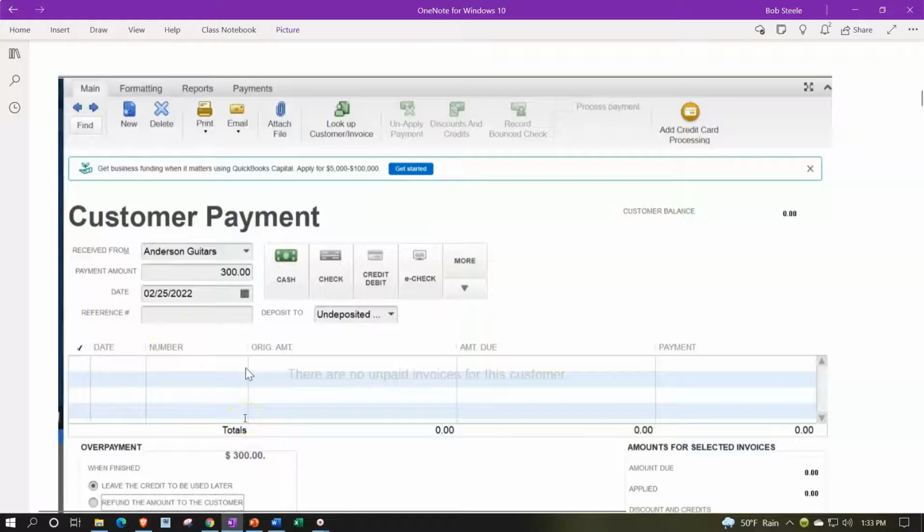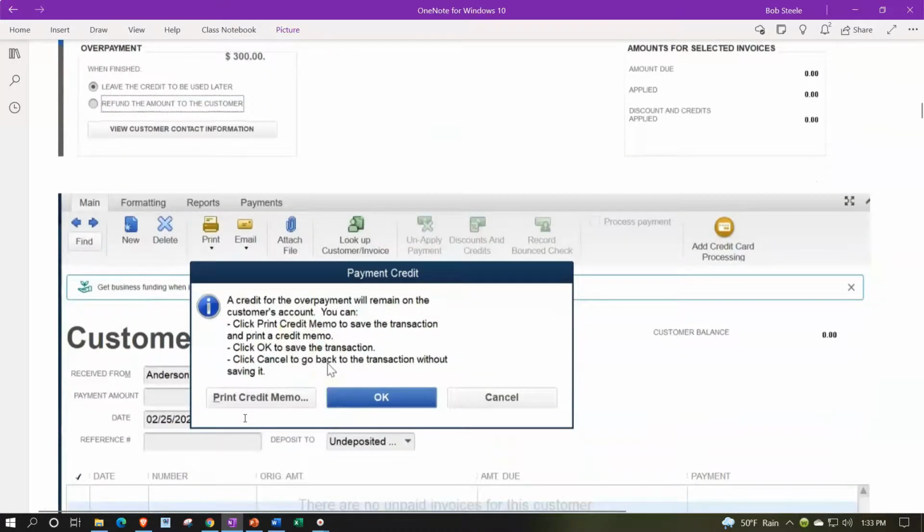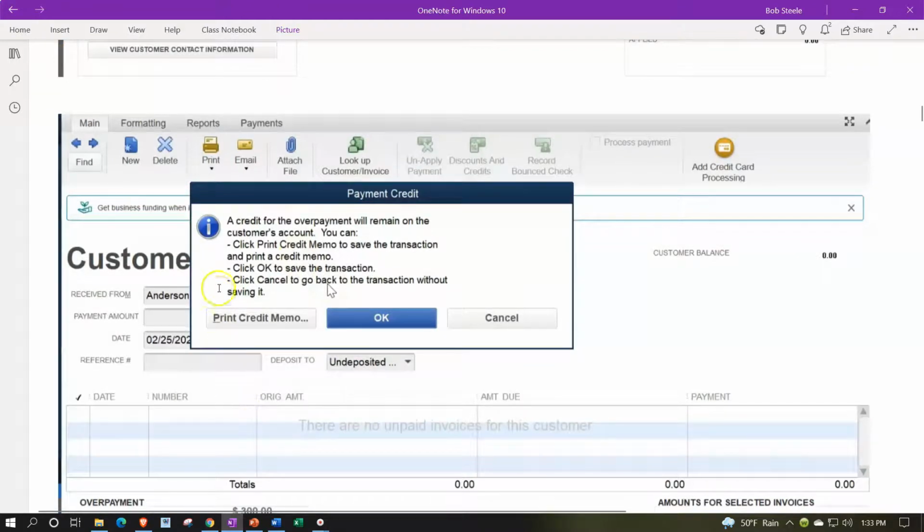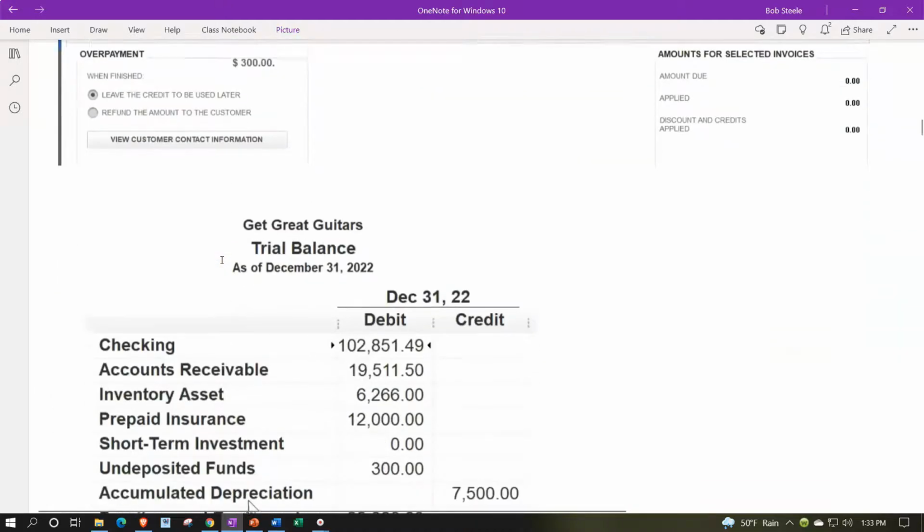That means when we record it, it's going to record what the system will call a credit, meaning an overpayment to that particular customer that we can then apply out to the invoice, which is nice. Again, that's what we want to be able to do, tie it out to the invoice once we issue the invoice. So it says here, a credit for the overpayment will remain on the customer's account. You can print this and so on.